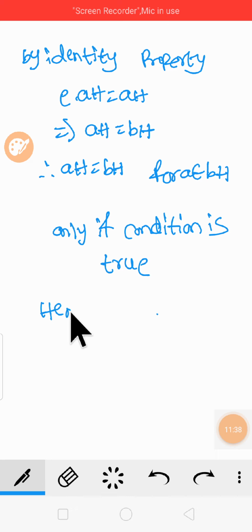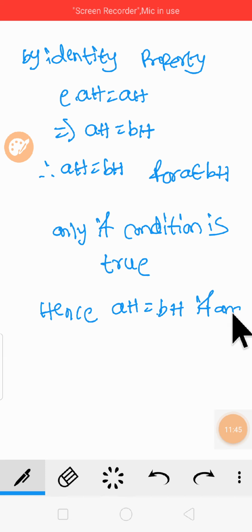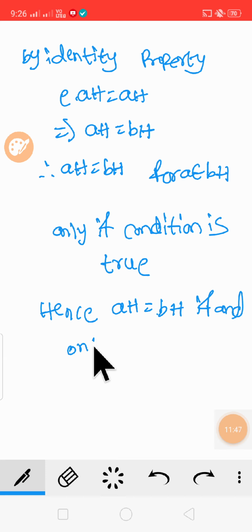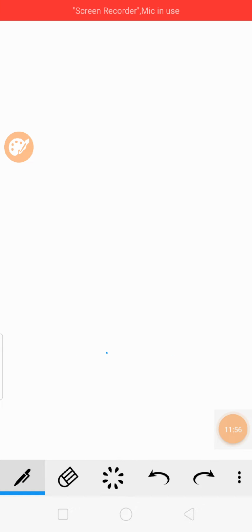Hence, aH equals bH if and only if a belongs to bH. The third property is also proved.